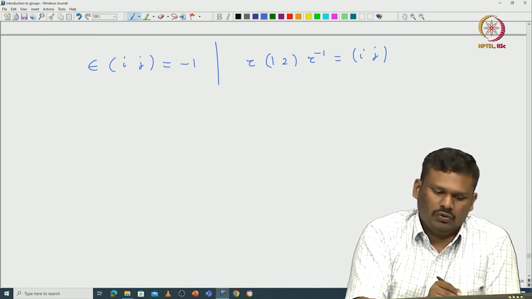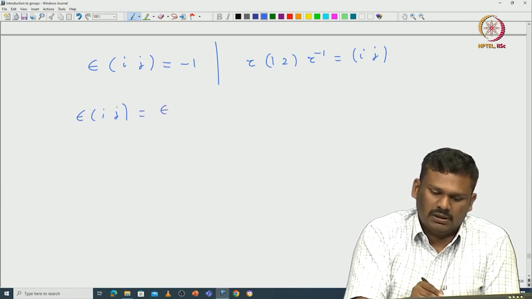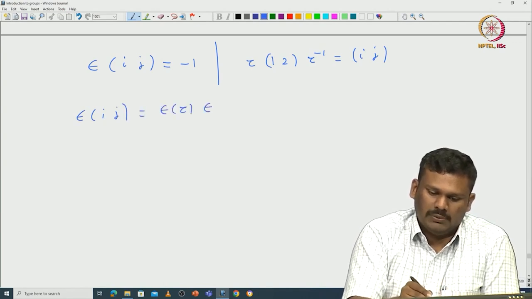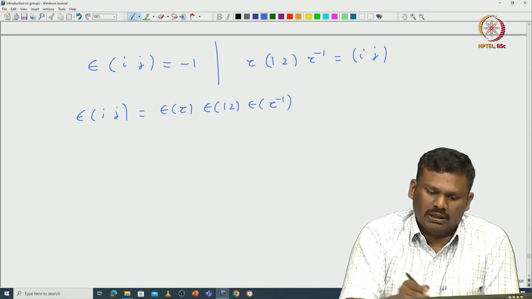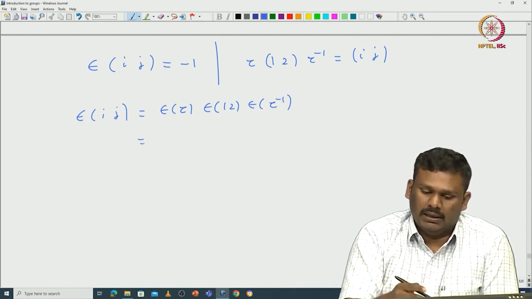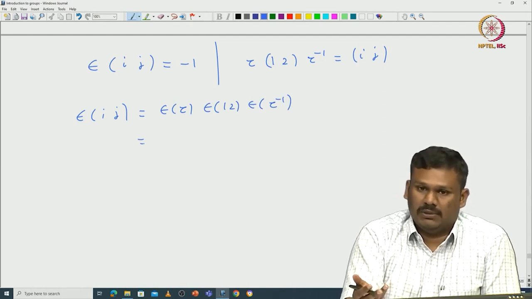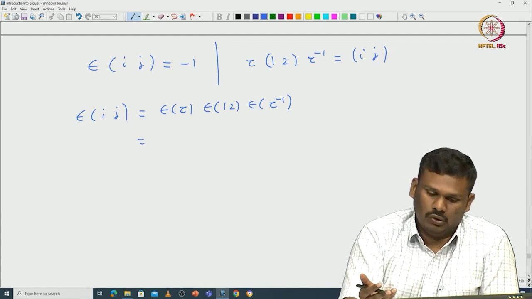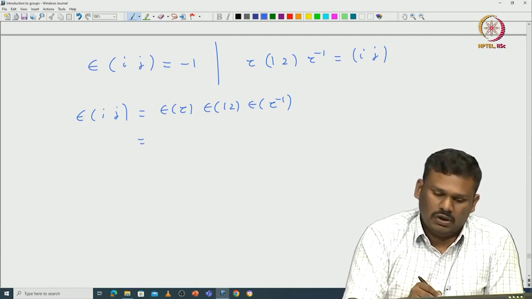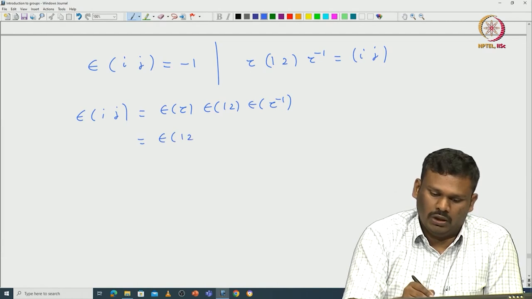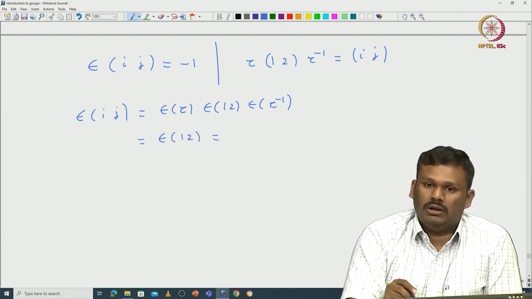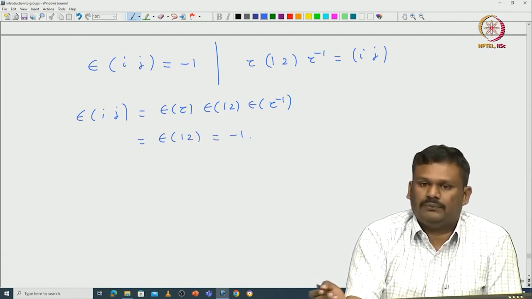In particular, if you compute epsilon of (i, j), this is going to be epsilon of tau, epsilon of (1, 2) and epsilon of tau inverse. But epsilon being a group homomorphism, and it is happening inside plus or minus 1, which is a commutative group, this is going to be exactly equal to epsilon of (1, 2). But epsilon of (1, 2), we already know it is -1. Okay.